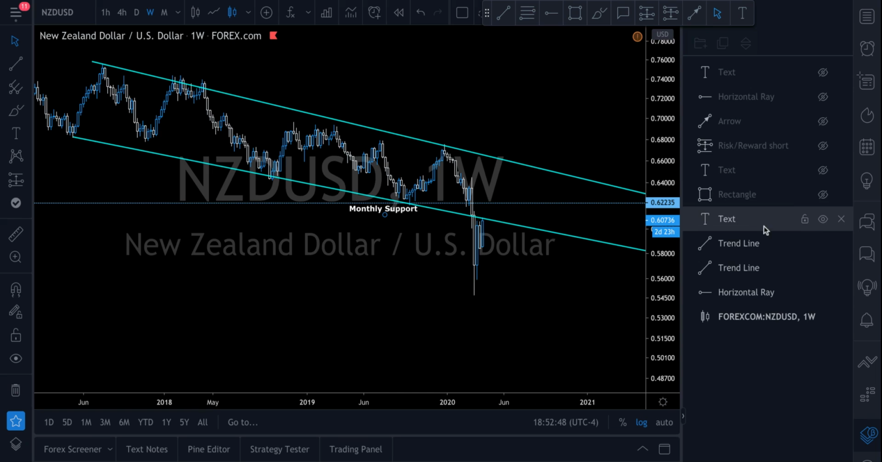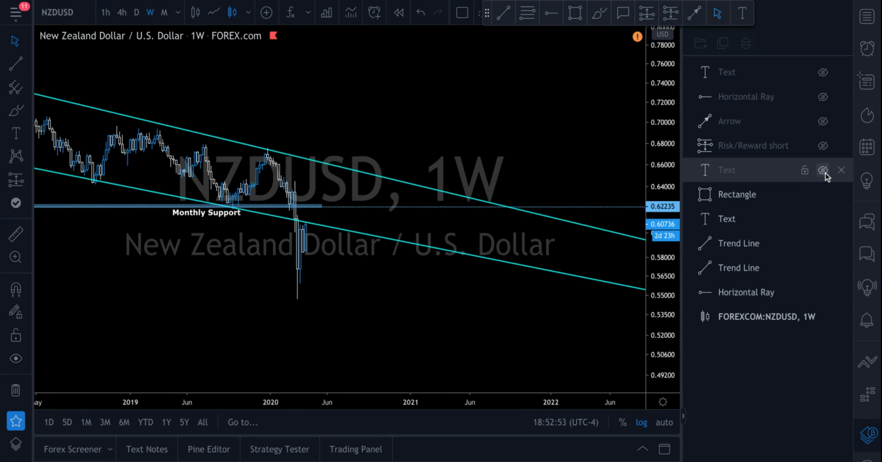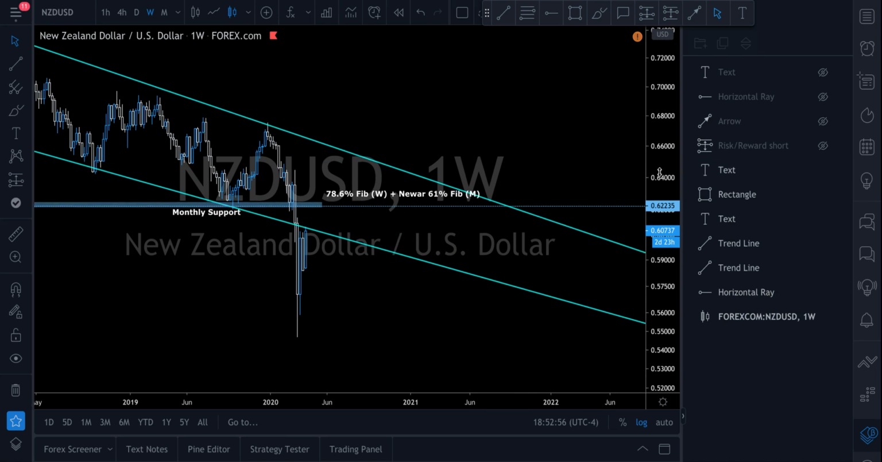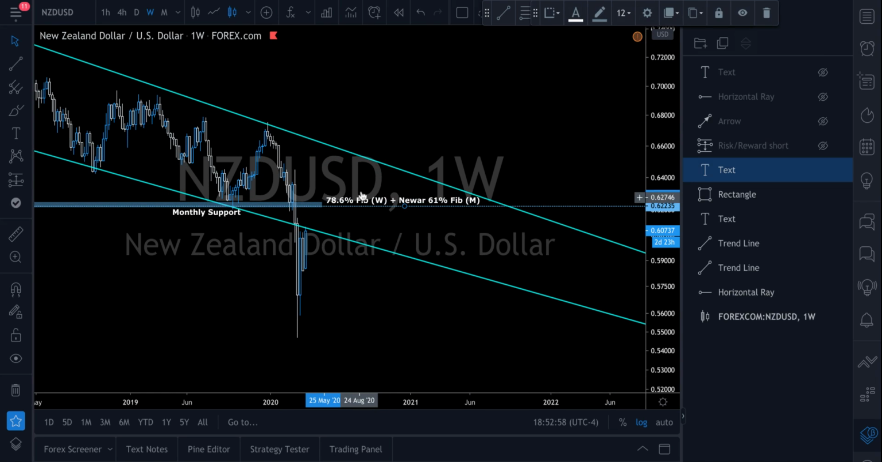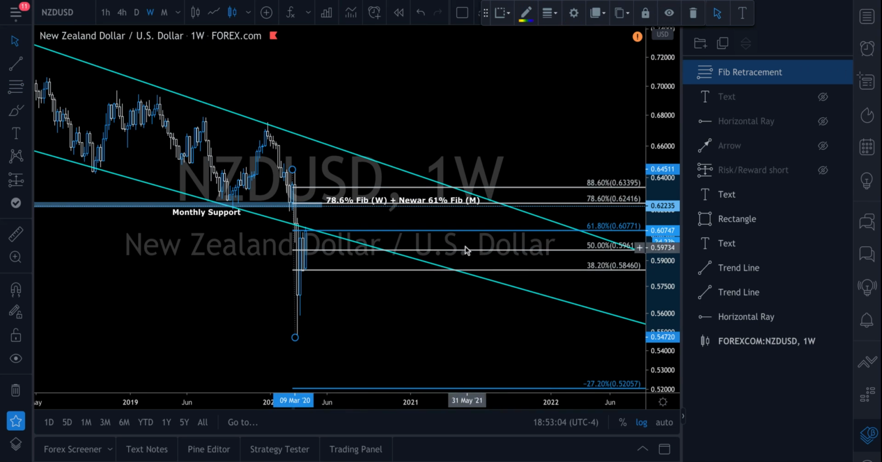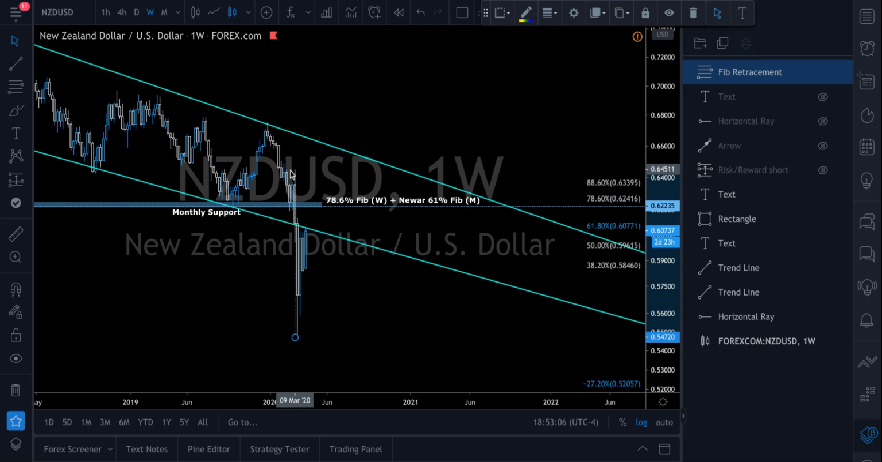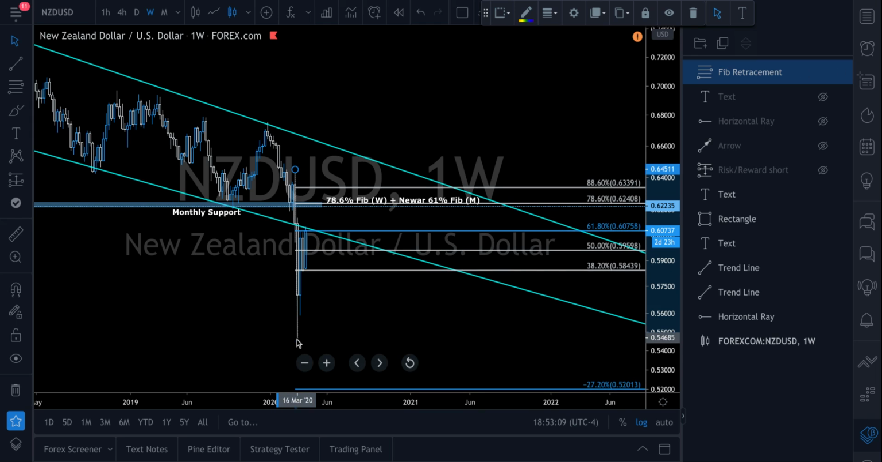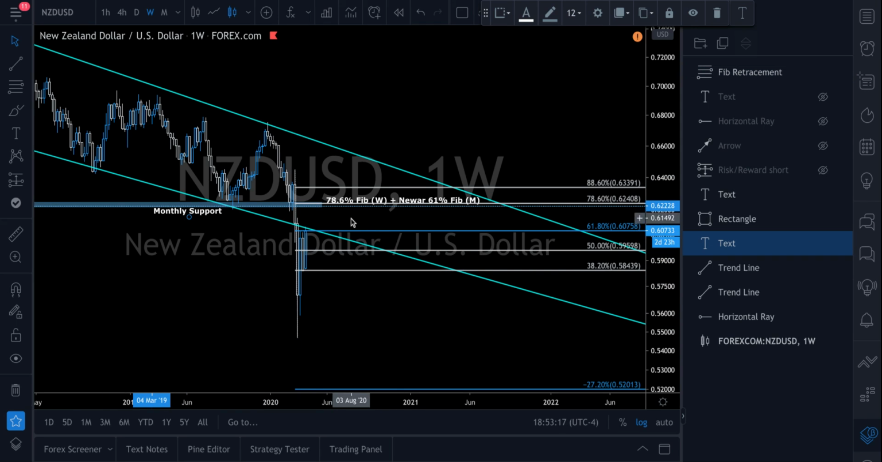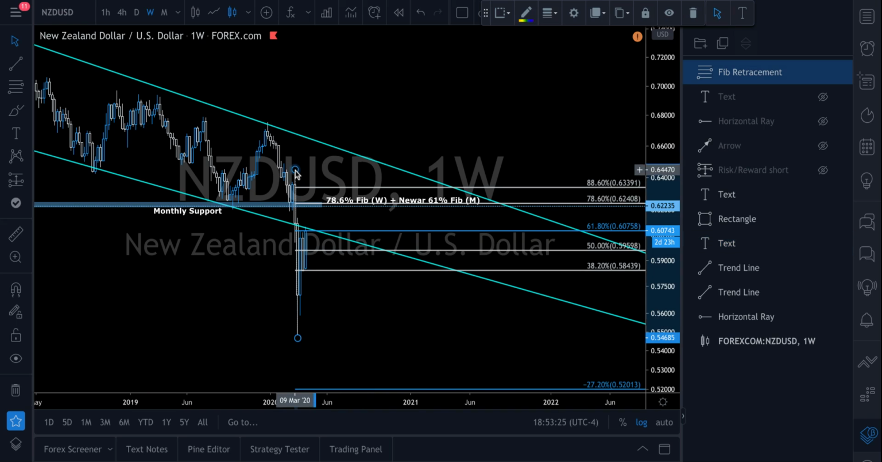We do have this monthly support like I showed you. And the great thing about this descending trend line and this monthly support is it actually has confluence with our 78% fib. It's relatively close, obviously, because we are using this monthly support level as an area of resistance, not necessarily a finite number. We're looking at this whole area in confluence with the 78 fib to be a potential area for us to look at entering.